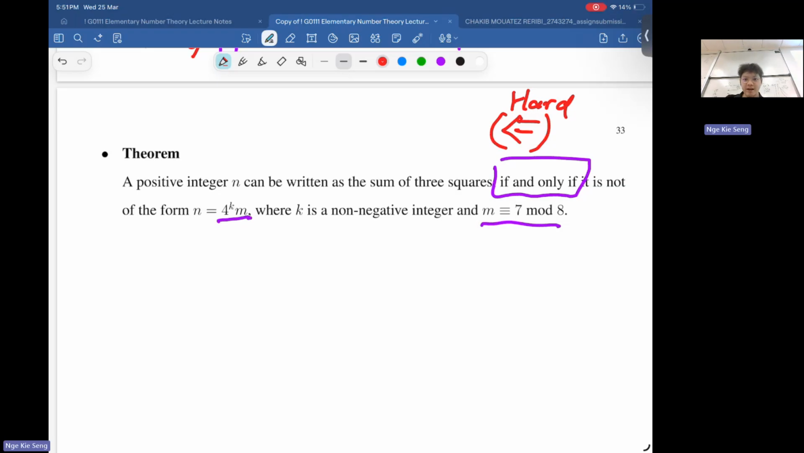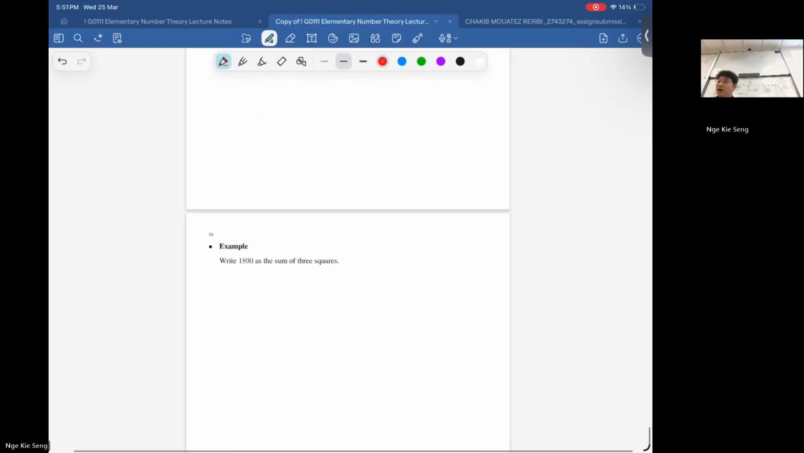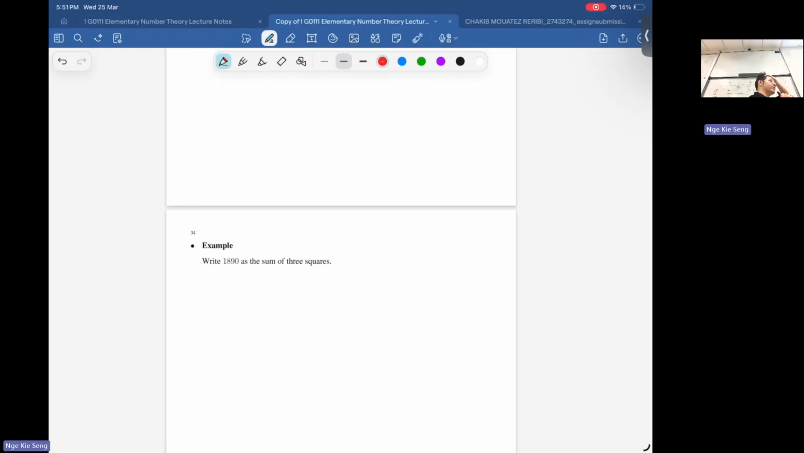How about we stop here? Okay, let's stop here. See you tomorrow and also on Friday. Tomorrow we will discuss the assignment and do some exercises from the tutorial. And Friday, because it's the last class, we could take photos. Okay, see you tomorrow.